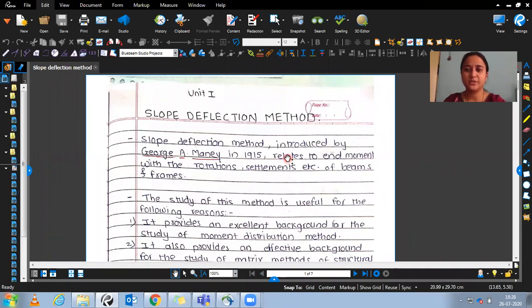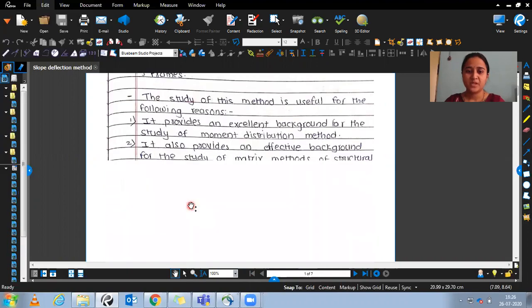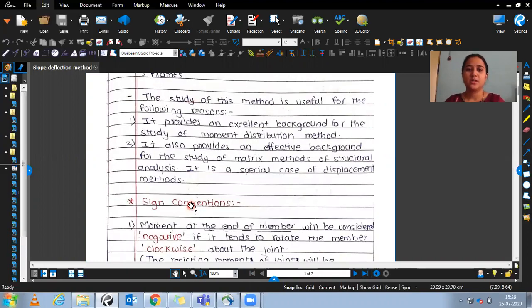In this session, we are going to start with our first unit, that is the slope deflection method. This method is used for analysis of indeterminate beams. The slope deflection method was introduced by George Maney in 1915. It relates end moments to rotations, settlements, etc. of beams and frames. This method is useful for finding end moments, rotations, settlements, etc. for beams and frames. The study of this method is useful for the following reasons.